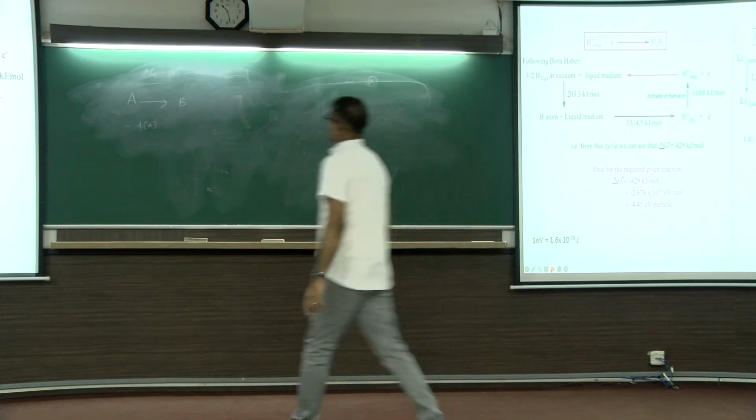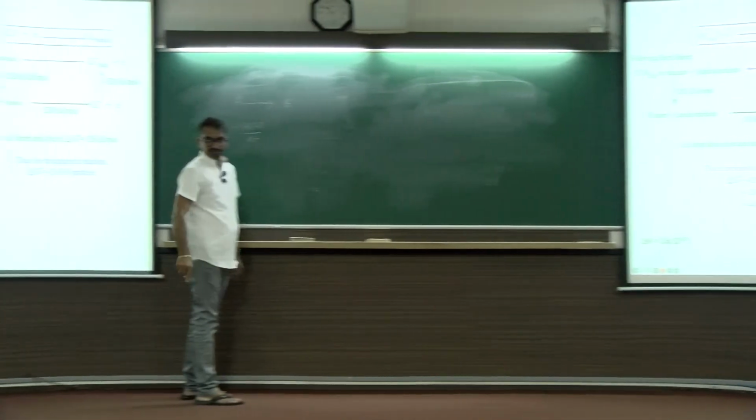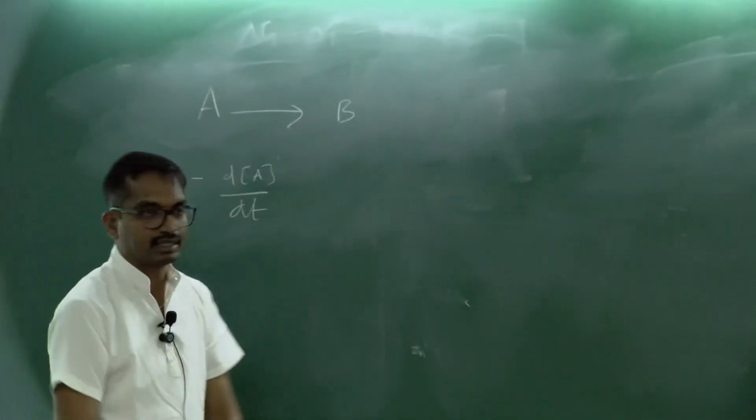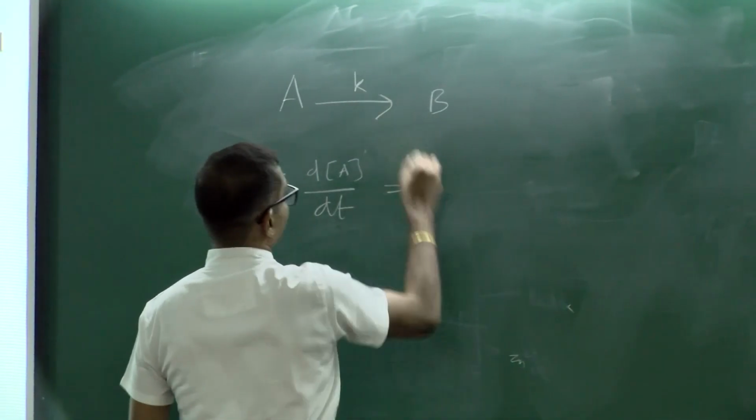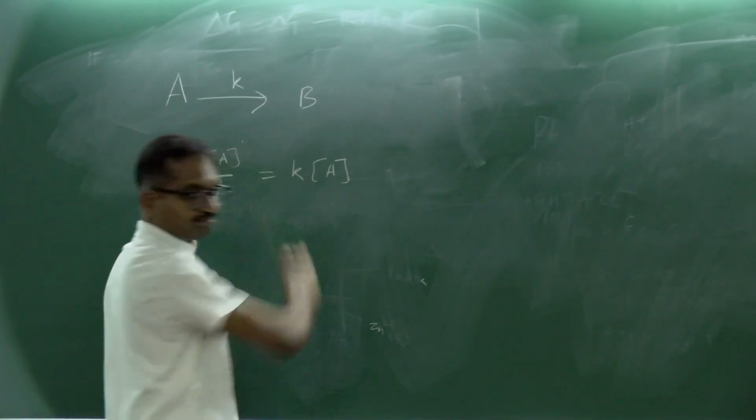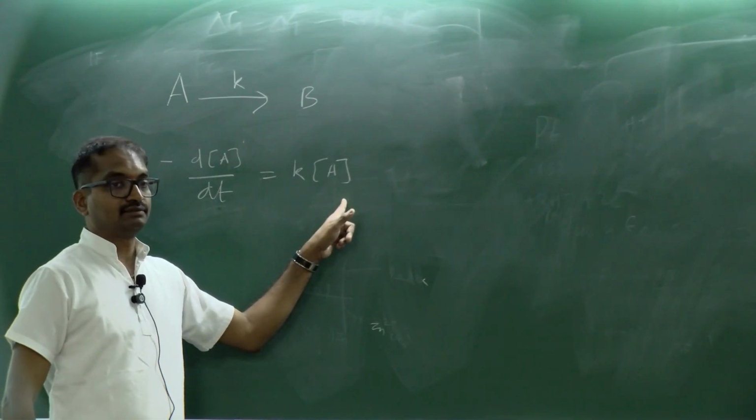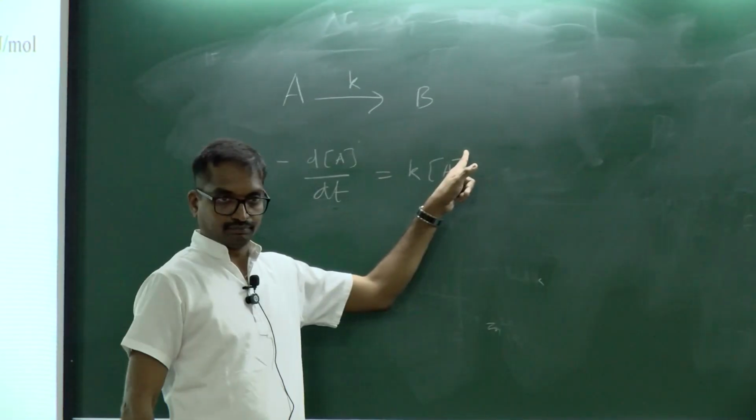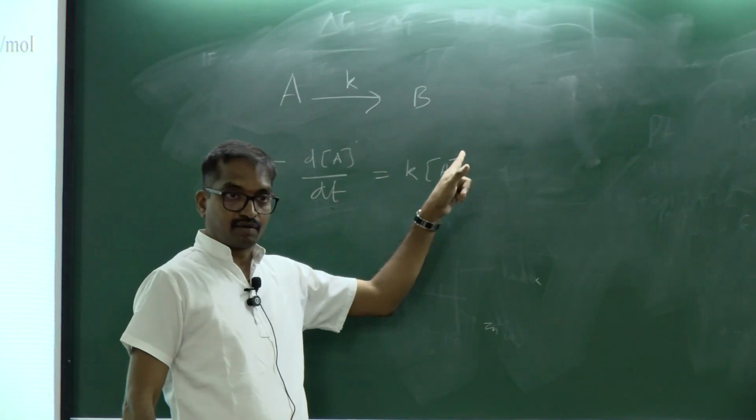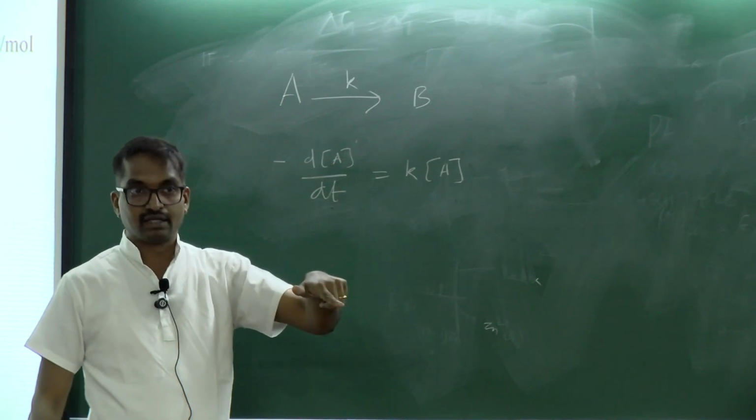So, now what is the rate? dA by dt, where t is time, is how A changes with time. It decreases with time. So, minus dA by dt is equal to some rate constant K times the concentration of A. Since it is a first order reaction, the power is 1. If it is a zero order reaction, the power is 0. If the power is 0, then dA by dt will be equal to K. It is a constant, right?